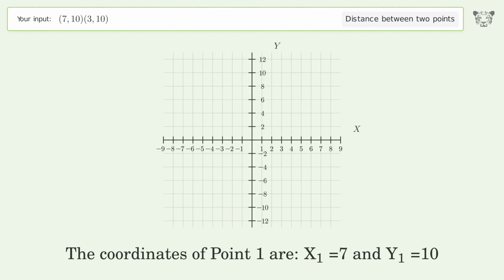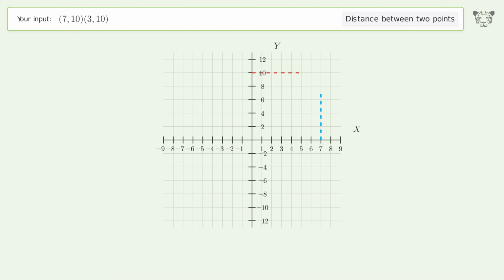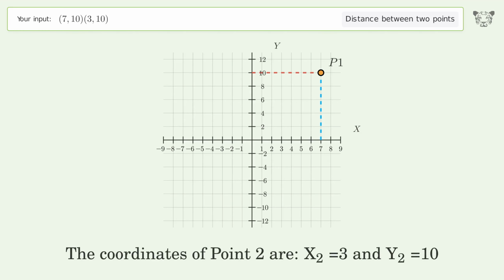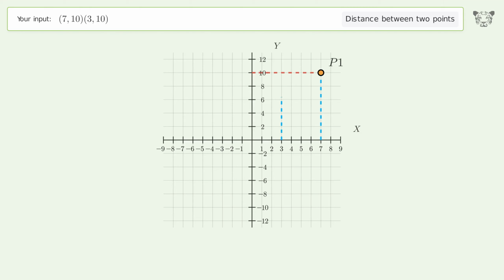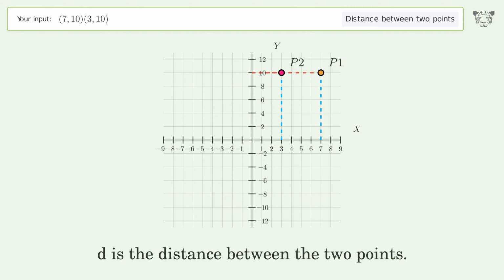The coordinates of point 1 are x1 equals 7 and y1 equals 10. The coordinates of point 2 are x2 equals 3 and y2 equals 10. D is the distance between the 2 points.